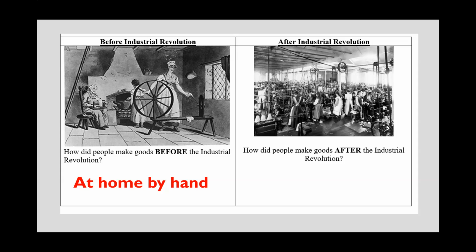After the Industrial Revolution, how did people make goods after the Industrial Revolution? That's the right-hand side of this chart. From this picture, you can see that they're in a much bigger place, like a factory, and there's tons of machines, right? There's still people involved in the process, but they're not the only things that are involved. Machines are involved as well, and they're able to make things on a much larger scale. So on that side, you want to write people were making things in factories with machines. This really gives birth to the whole mass production of goods, so being able to make a lot of things really quickly.